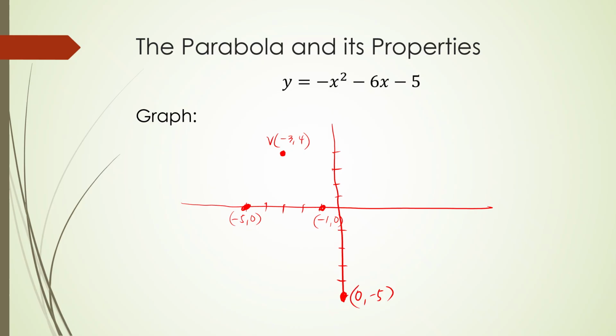And remember, you have to connect again, starting off with the leftmost point. So let's use my blue. Starting off with negative 5, 0, then push it upward, then downward, going to negative 1, 0, and going down to 0, negative 5. And then continuously until you reach down, extend the tails. So this is the graph of y is equal to negative x squared minus 6x minus 5. I hope that you understand this lesson.